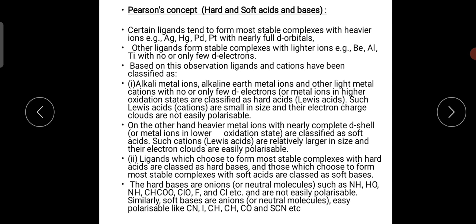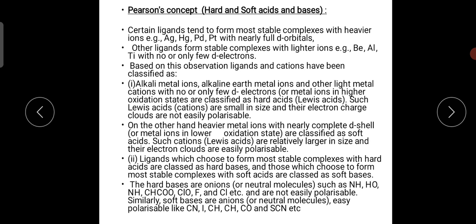So that means lighter metal ions are classified as hard acids, and they are smaller in size. They are not easily polarizable. But heavier metal ions are classified as soft acids, and they are larger in size. Also, they are easily polarizable.